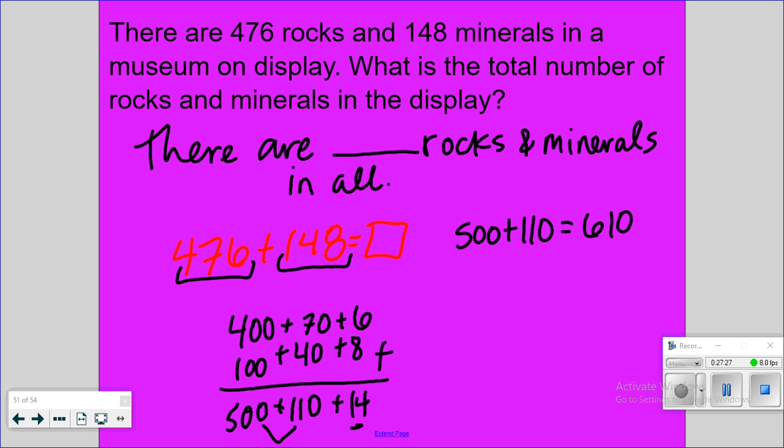I still need that 14, so now I need to do 610 plus 14. What is 610 plus 14? Ashlyn? 624. So how many total rocks and minerals are in this museum? Harper? 624.